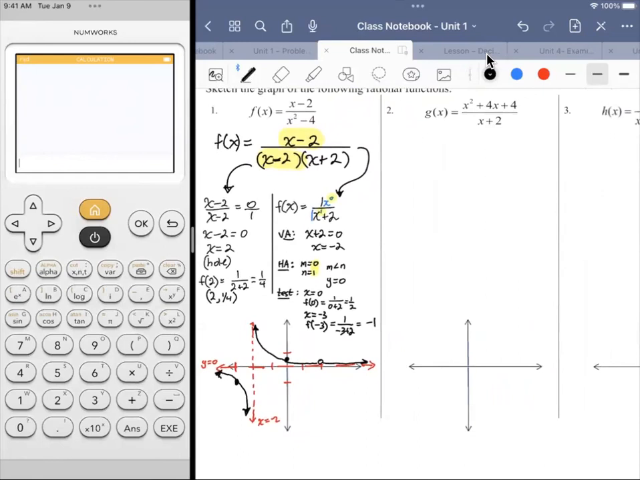Like number 2 is really not difficult. You still have to do that first step of factoring, right? And like I talked about last time, you could always check your work by going into Grapher. Let's see.